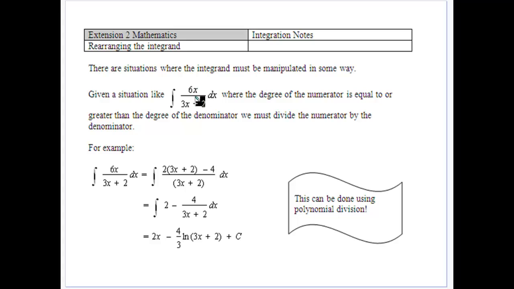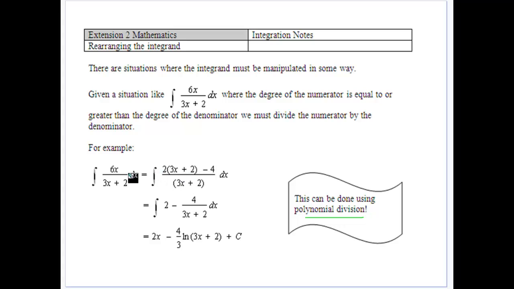But this is also something that needs to be addressed, because what we need to do is one of a few things. You can do polynomial division to do this. I prefer to try and rearrange and decompose the 6x here. Now, because I know 3x plus 2 is going to go into that once, or twice in this case, because 3x will go into 6x with a remainder.